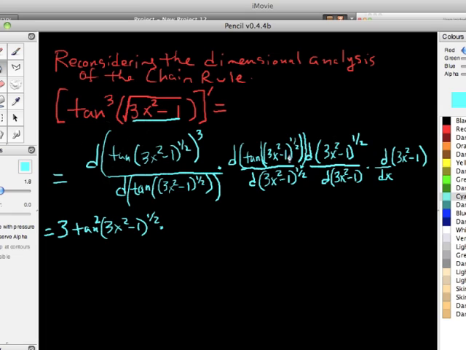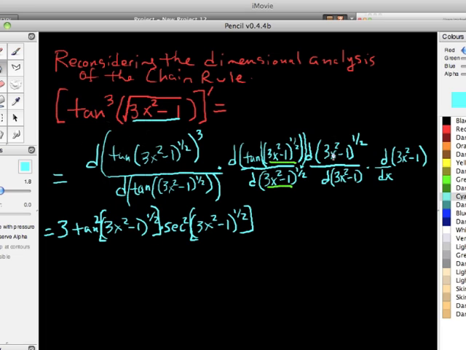of the tangent of this thing with respect to that. Oh, I'm sorry, the derivative of tangent of this thing with respect to this thing. Well, the derivative of tangent is secant squared of whatever the thing is. 3x squared minus 1 to the 1/2 power. I guess I should put this in brackets too.